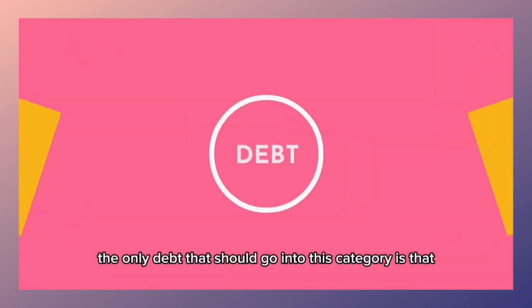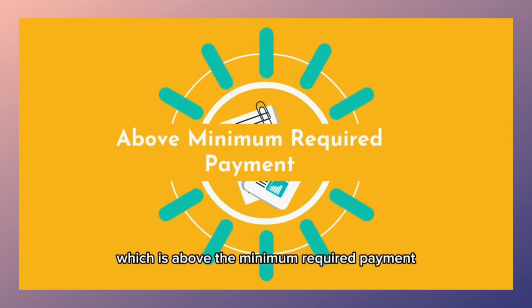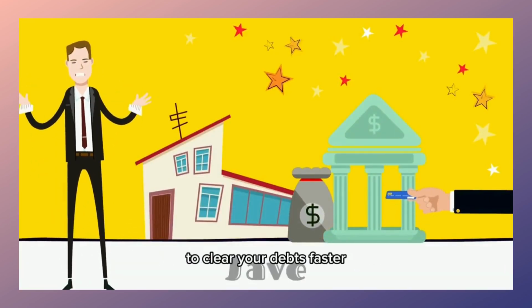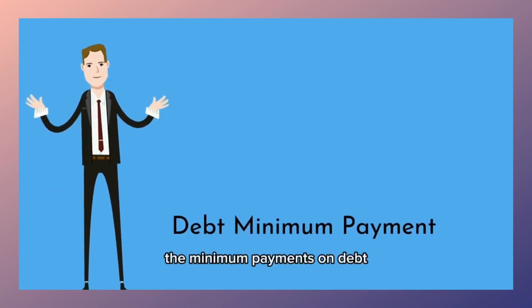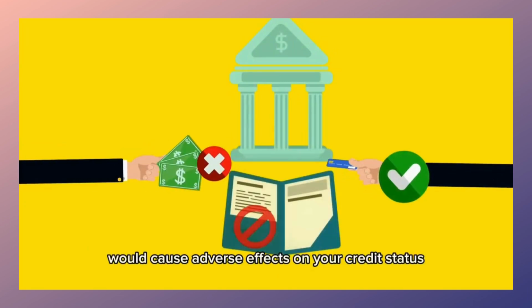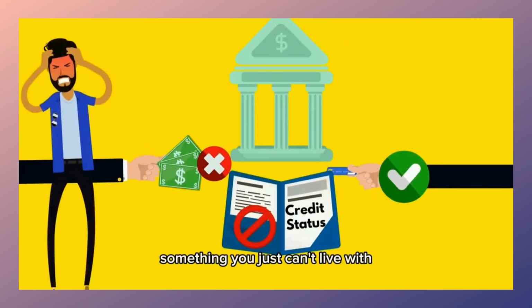The only debt that should go into this category is that which is above the minimum required payment. For example, additional credit card payments or extra payments on mortgage to clear your debts faster should go into this category. The minimum payments on debt should definitely go towards the needs category. The reasoning behind this is that the minimum required payments are compulsory, and failure to pay them would cause adverse effects on your credit status. Something you just can't live with.